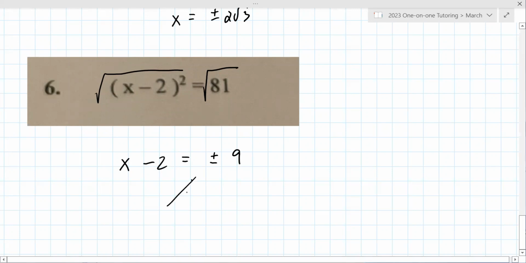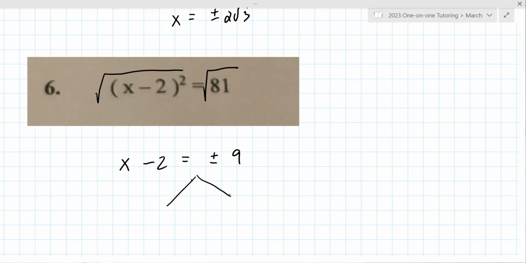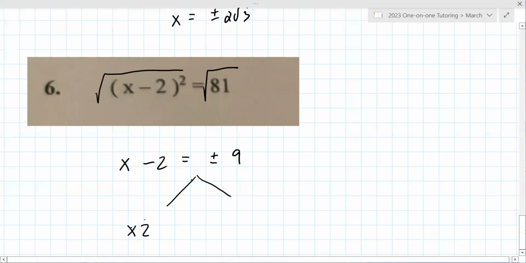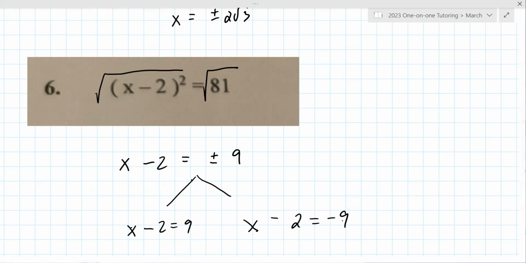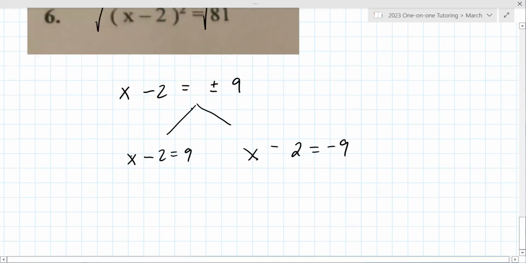Do you remember what to do from here? Got to do the two separate things. Yeah, two separate equations here. One's positive 9, one is -9. So x equals 11 and x equals -7. Yes.